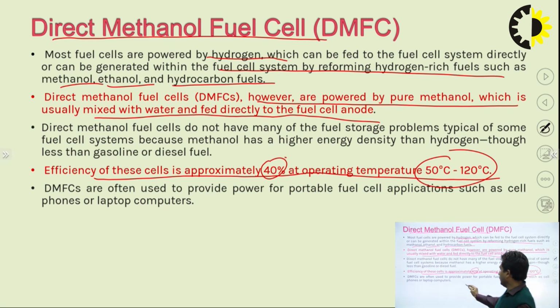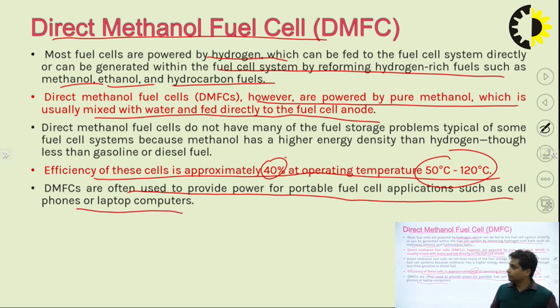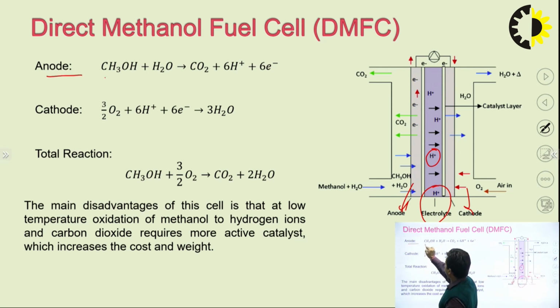But they are again used to provide power for portable fuel cell applications such as phones or laptop computers. Their batteries can be developed through the direct methanol fuel cell. So like in their equation, you can see here, that is the anode, and that is the cathode, and here we can use the electrolyte. So in the electrolyte, hydrogen ions are coming. So at the anode, what reaction is going on?